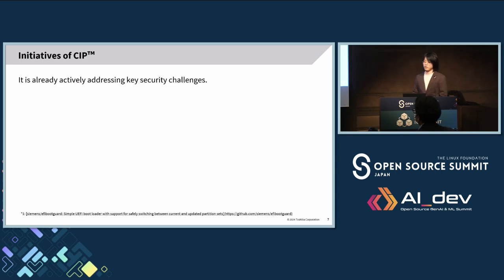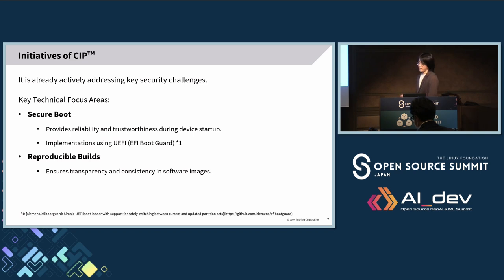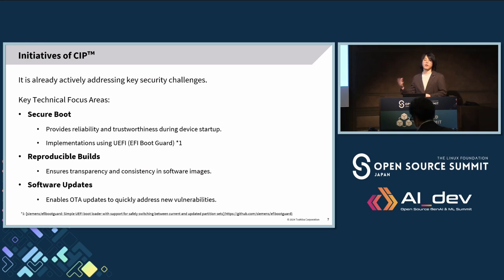To actively address these key security challenges, CIP has already 3 main areas. First is secure boot. The device can start up only with trusted software if a secure boot is used to enable this. Second, reproducible builds are used to maintain transparency and consistency in software images, and reduce the risk of tampering or errors during the build process. Lastly, software update enables updates to quickly address new vulnerabilities. In this presentation, we will focus on improving the software updates.